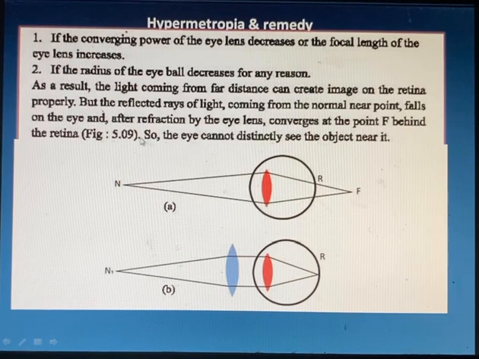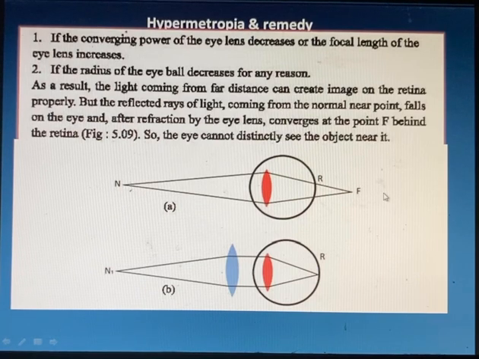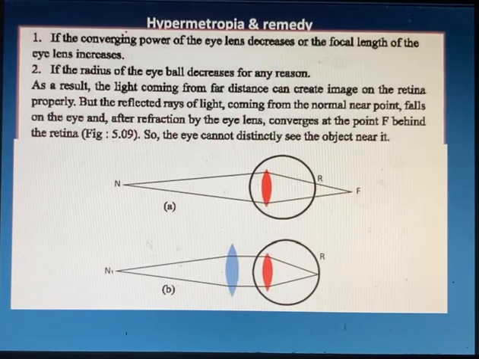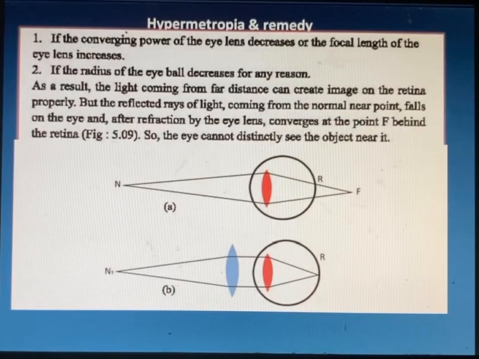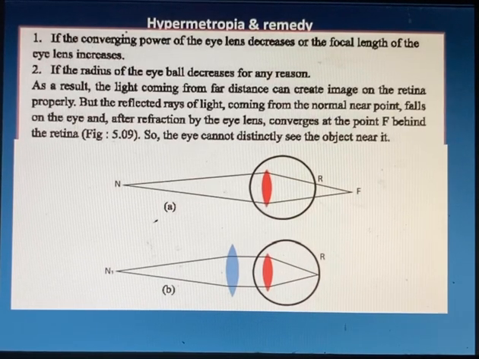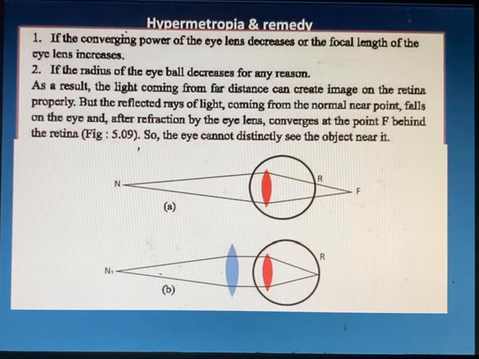But the reflected light coming from the normal near point falls on the eye, and after refraction by the eye lens converges at the point F behind the retina. So the eye cannot distinctly see the object near to it. As a result, a person with hypermetropia cannot see the near objects.